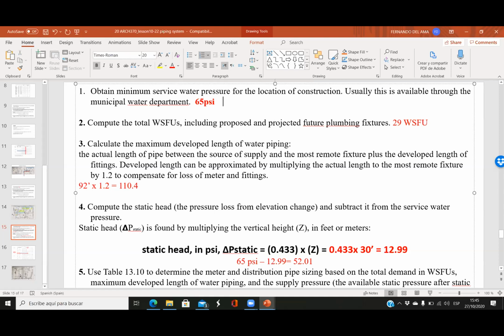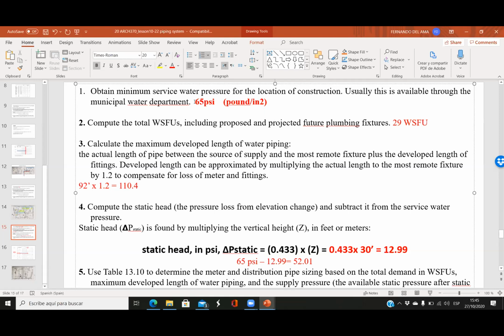So this is pound per square inch. This is what PSI stands for, pound per square inch.